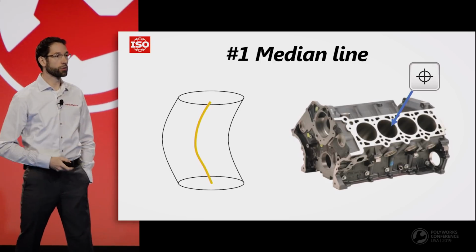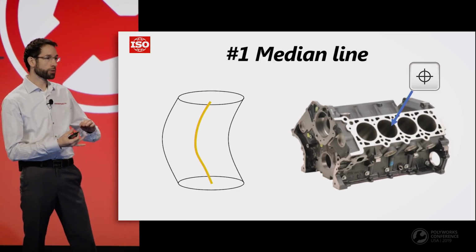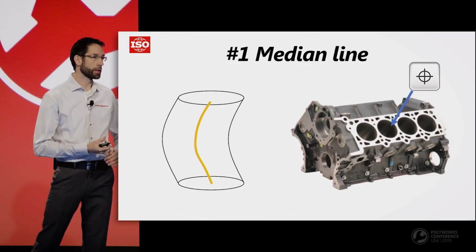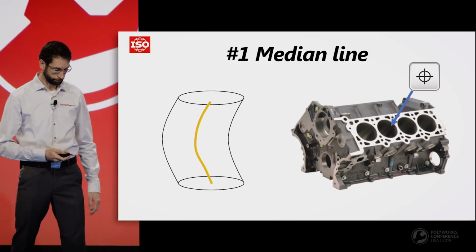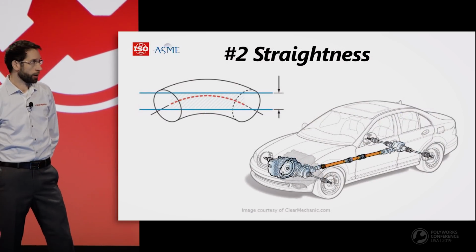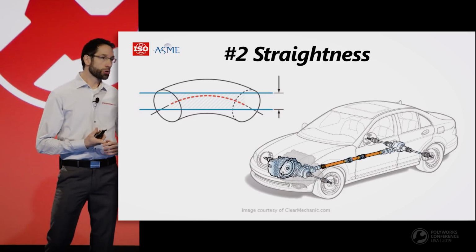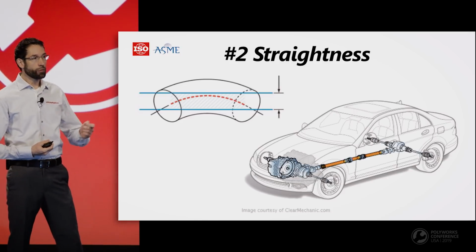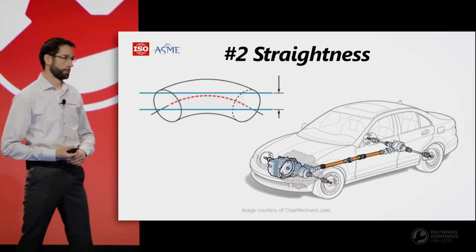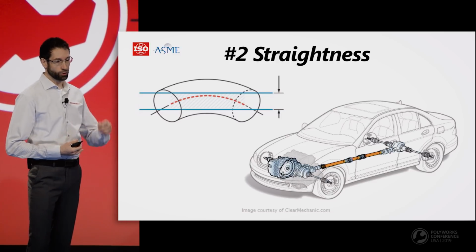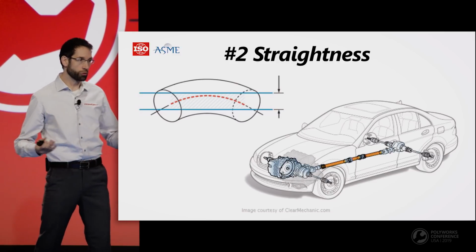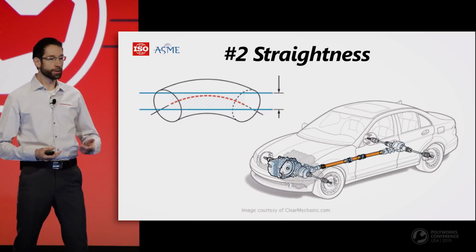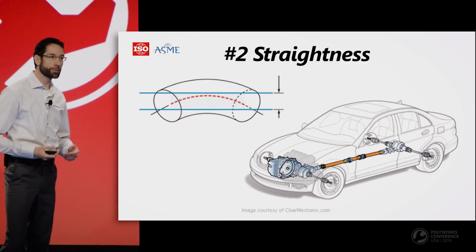We use the median line to calculate the position of cylinders, and the orientation of cylinders as well. So this median line technology also enables us to deliver new functionalities, such as straightness on cylinders. Straightness is very useful to control cylindrical components like powertrain shafts, for example.